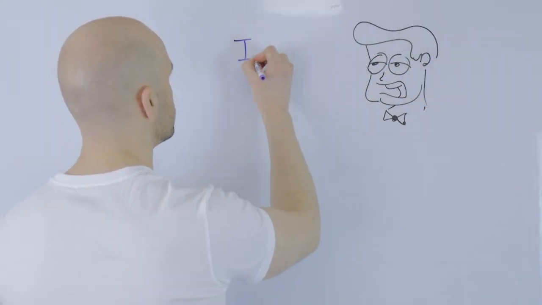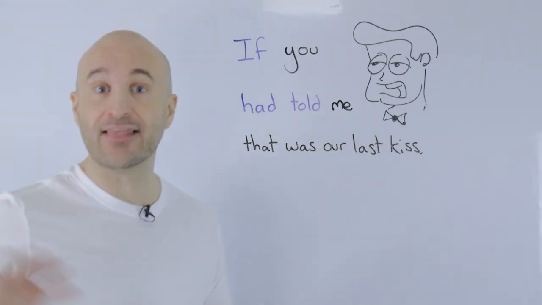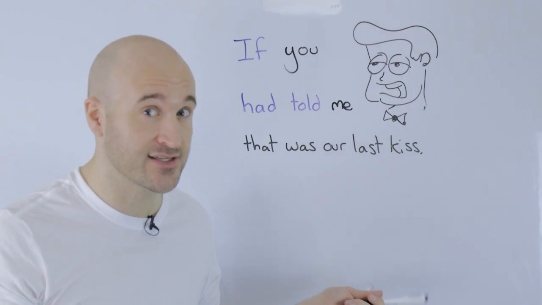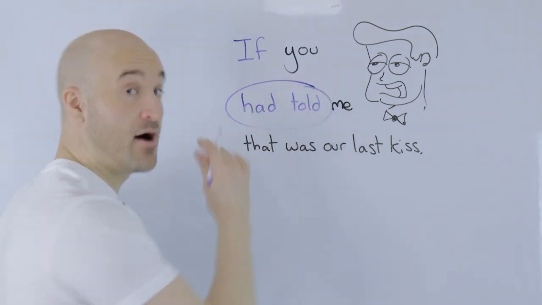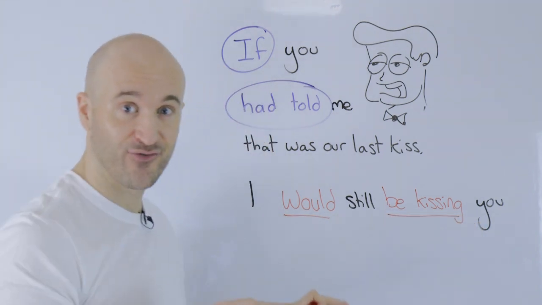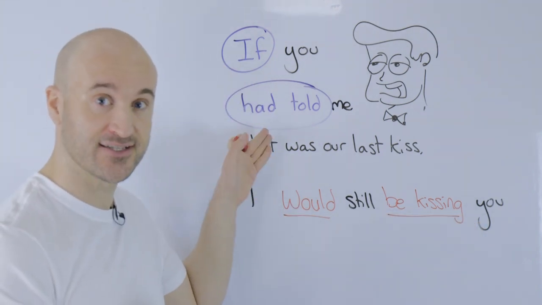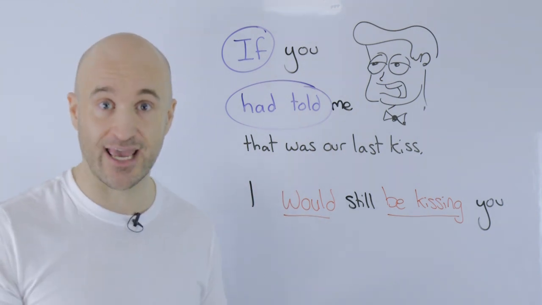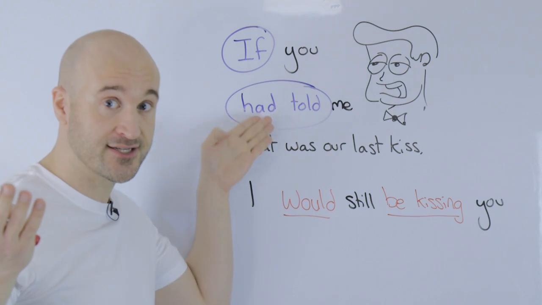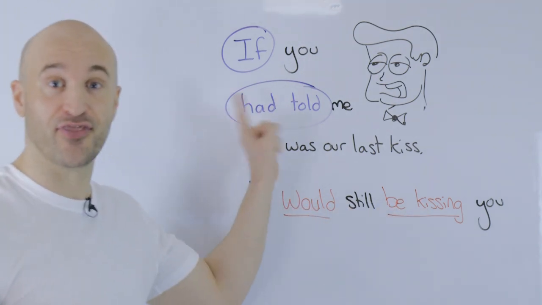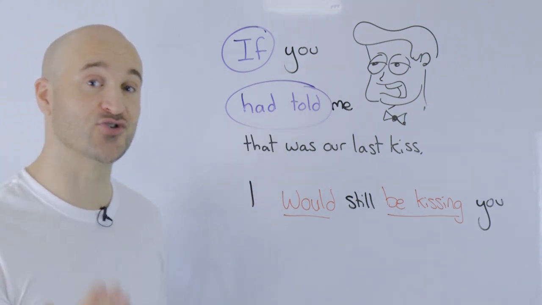You know what? Let's practice with that one. In the song, he says, if you had told me that was our last kiss, he's imagining a different past and the now result of that different past. This is how you mix conditionals. If you want to say, I imagine a different past and I imagine the result now of that action, this is the structure you need.